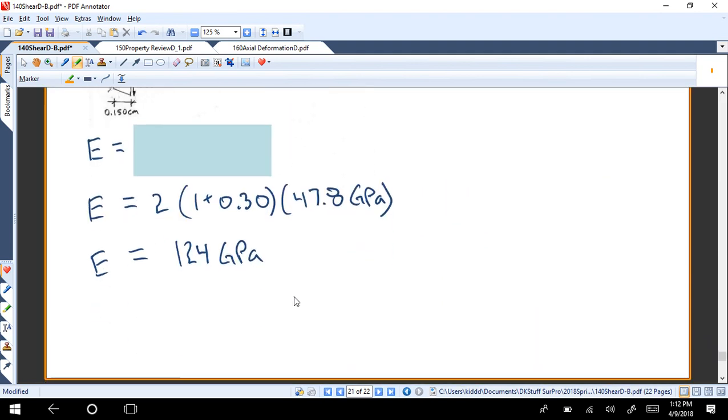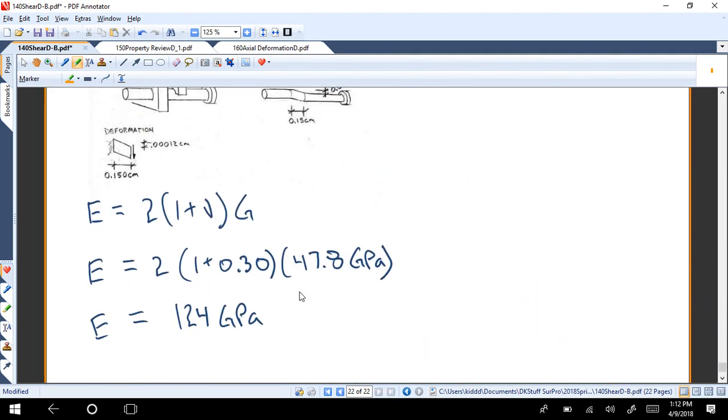Now, I also asked you for E on this, and this is just a little formula that's handy to know. If you got two of the properties but not the third, you can plug the two into that formula and get the third. So we get G and nu, we can plug them in and find E. And that's over on the upper left of your formula sheet. If I had to guess, I'd say formula number 9 would be my guess. I don't know, but it might be it. Is that it?